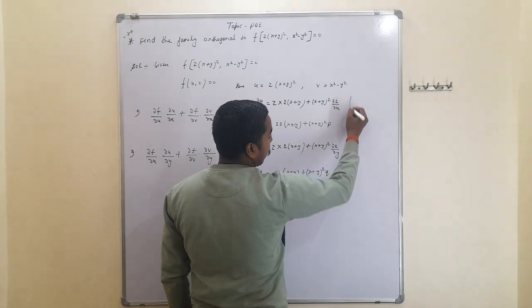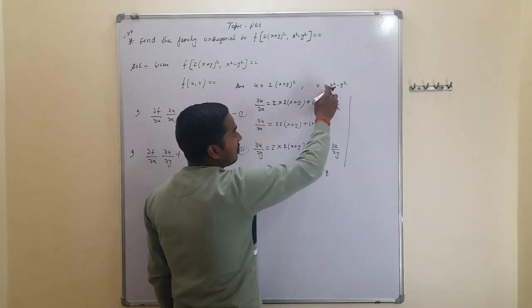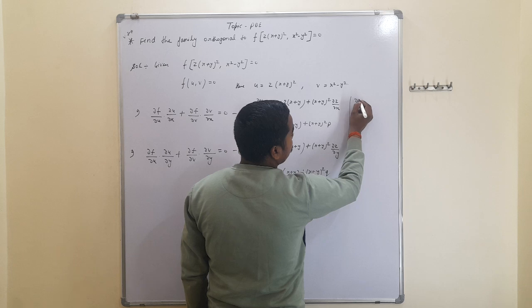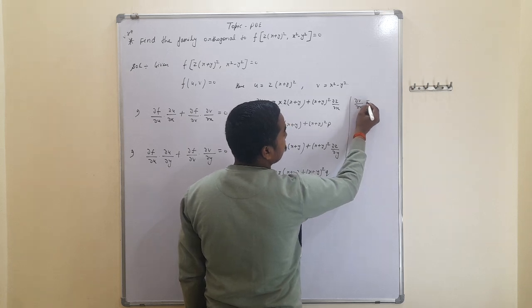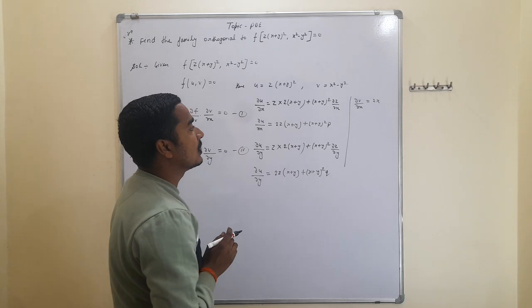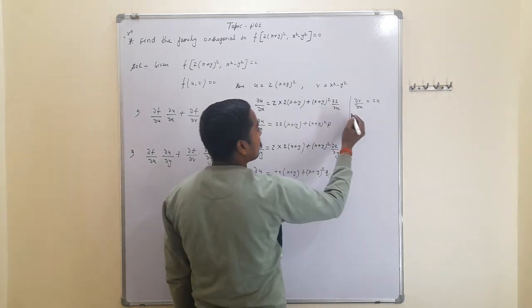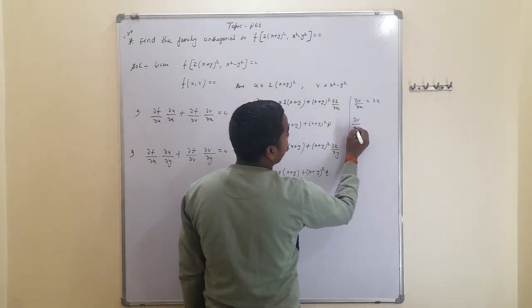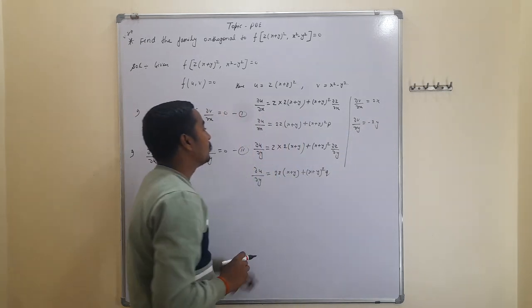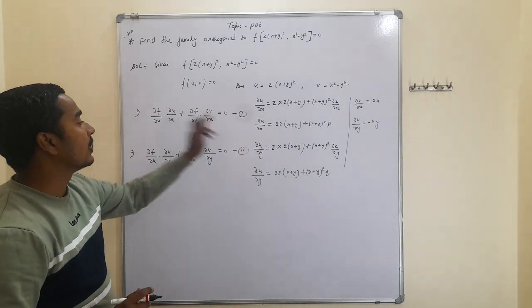We can also find from here, differentiating v is equal to x square minus y square with respect to x. This is given as del v upon del x is equal to 2x, and again differentiating v with respect to y, del v upon del y is equal to minus 2y, and we have to put these values in equations 1 and 2.